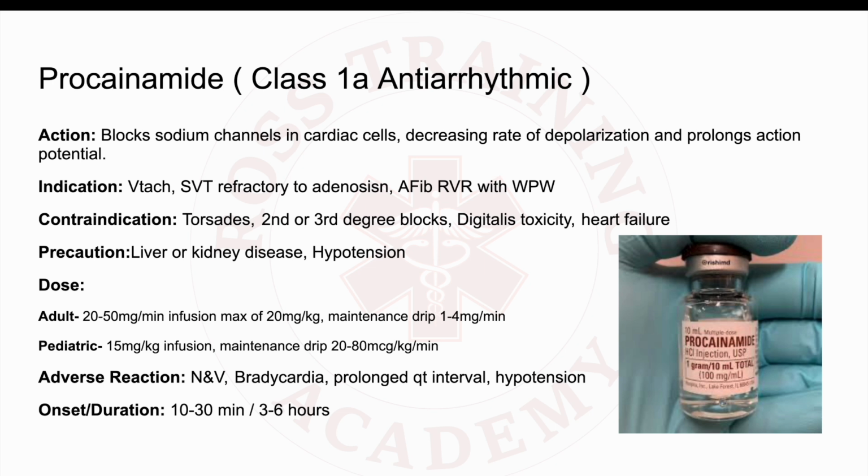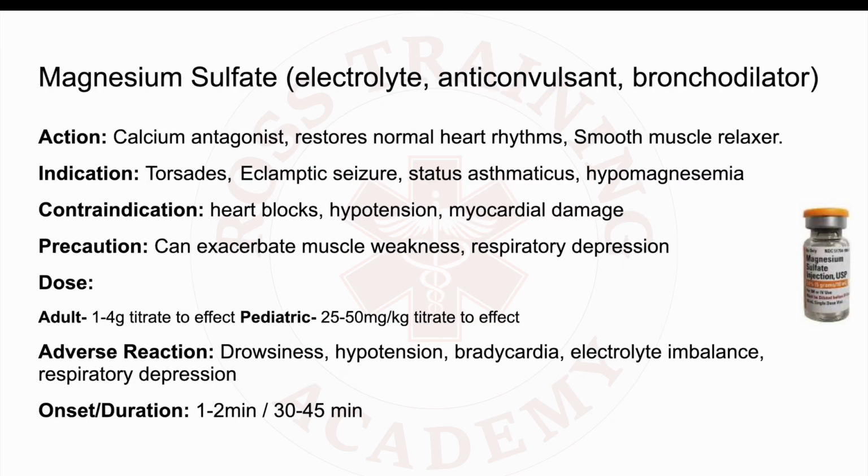Some adverse reactions are just going to be nausea and vomiting, bradycardia, prolonged QT intervals, hypotension. The onset is going to be 10 to 30 minutes, and then the duration is going to be 3 to 6 hours. Magnesium sulfate is an electrolyte, anticonvulsant, and a bronchodilator.